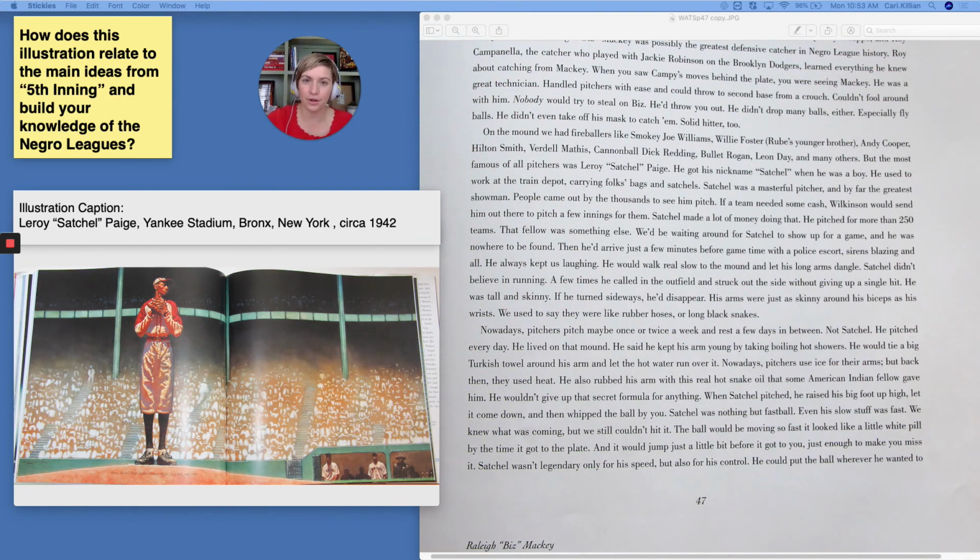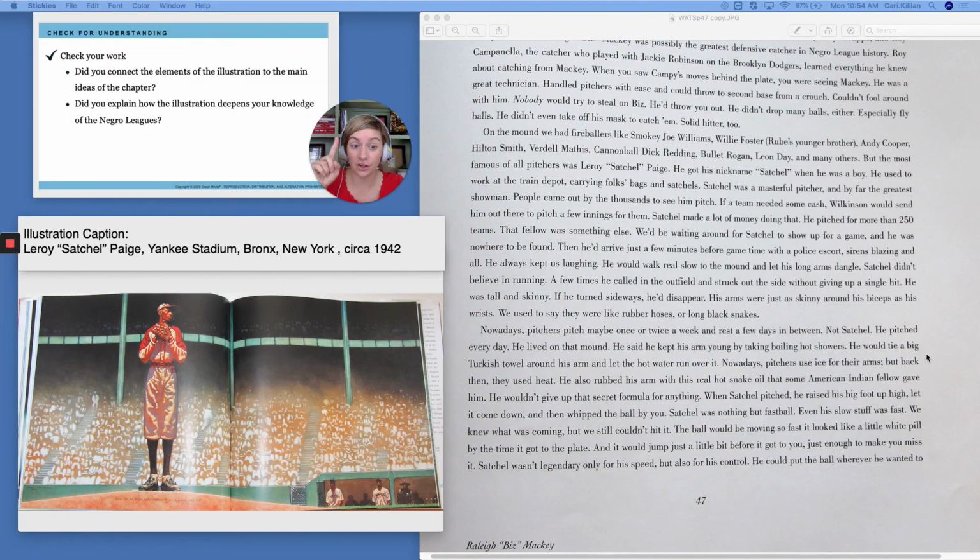All right, did you get your quick write? Great. So now you need to check your work. When we check our work, we go back, we reread what we wrote, and we think, how can we make it better? I'm going to put some criteria up for you to think about. Okay, check your work. It's right over there. Did you connect the elements of the illustration to the main ideas of the chapter? Reread your work now to see if you did that or you didn't do that.